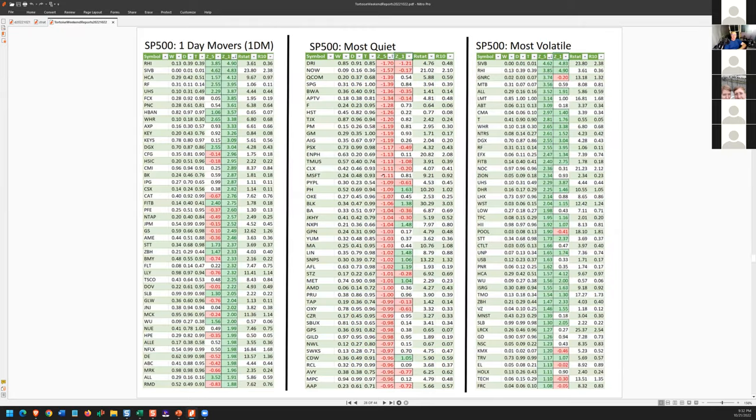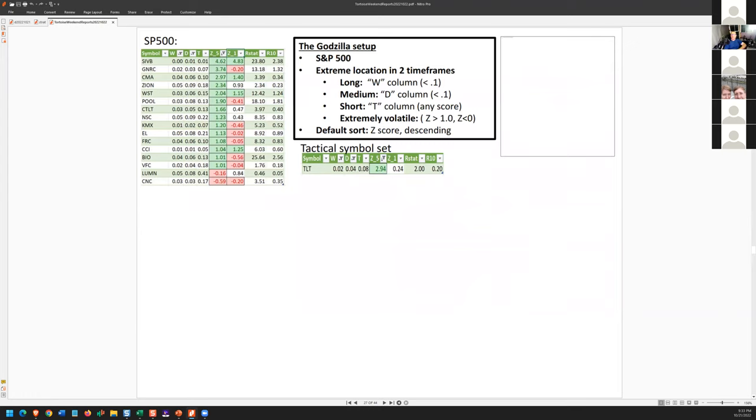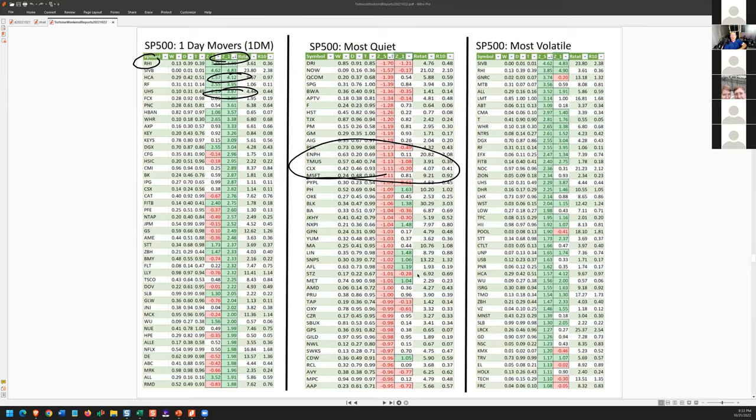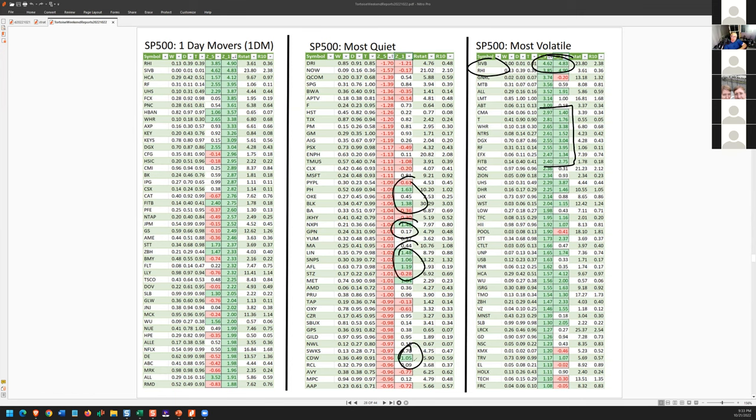And let me get our little sniper set up here. A couple volatile Godzillas. Only treasuries in the tactical set. Plenty of volatile movers. This whole cluster. You're now starting to see that even the quiet ones are getting some one day big powerful moves. That's how strong the surge today was.